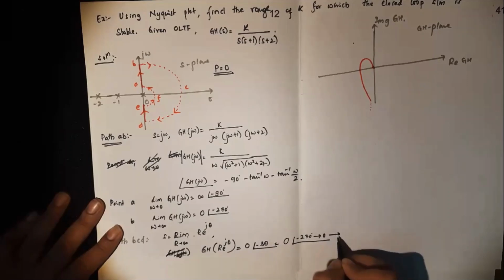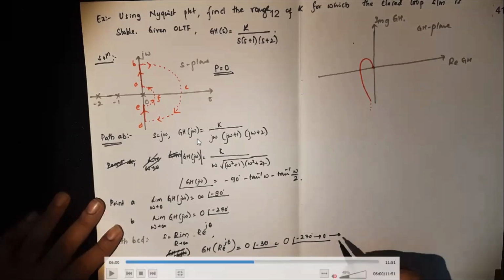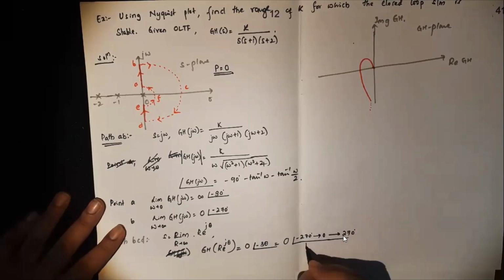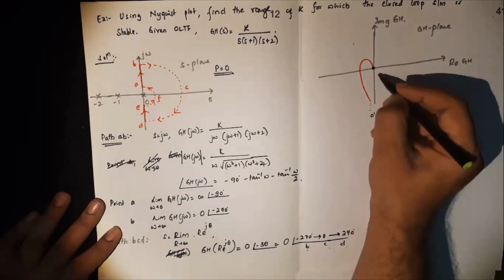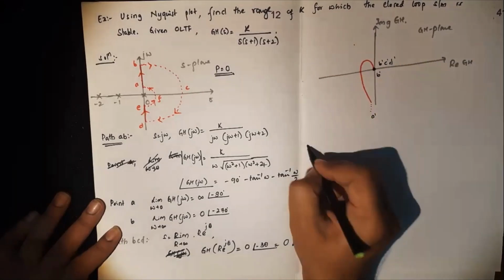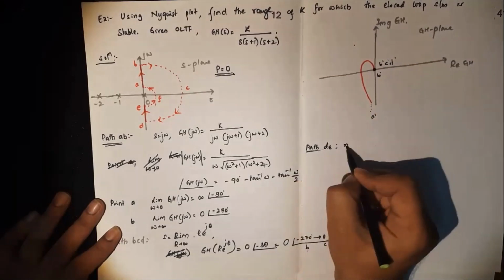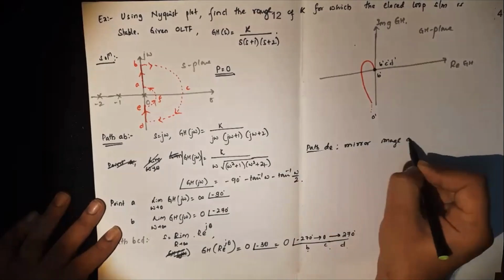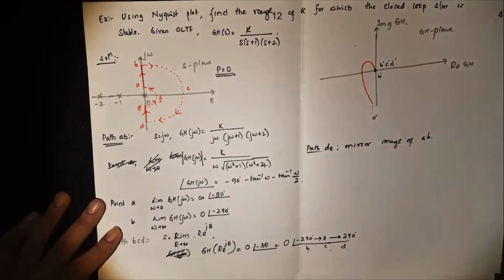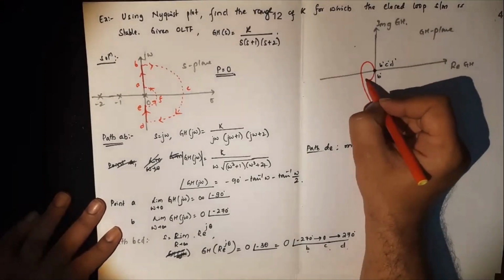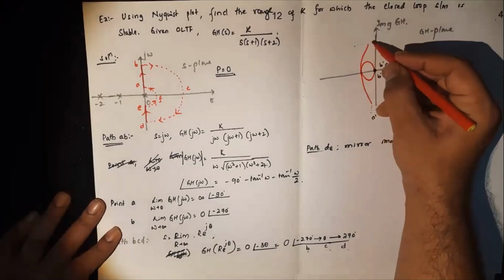So how do you substitute? We have plus 90 to 0 to minus 90. So minus 3 into plus 90 is minus 270, then 0, then accordingly it is plus 270. But since it is a 0 magnitude, it doesn't make much difference. So again we have A dash B dash, then B dash C dash D dash. Then path DE is mirror image of path AB. So how do you draw the mirror image? It's something like this.